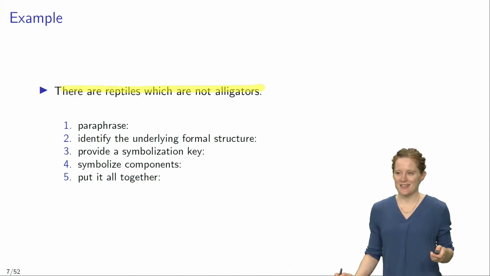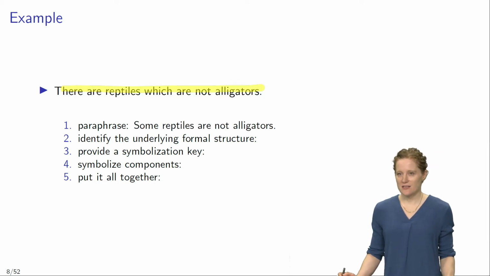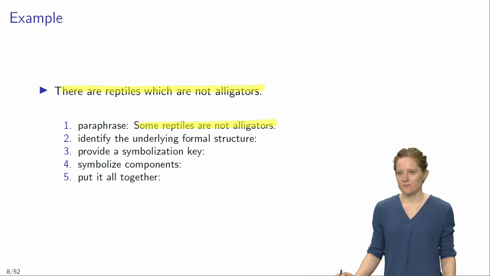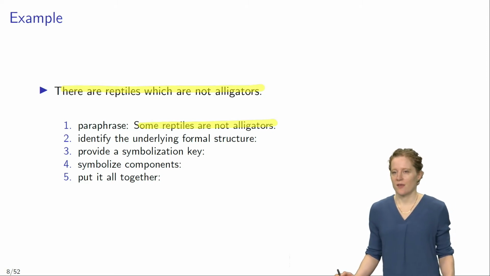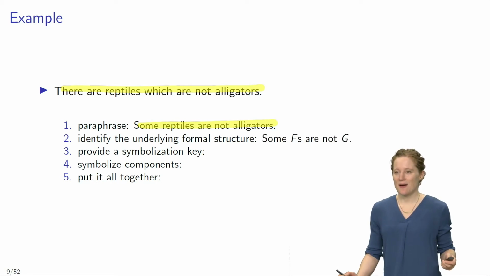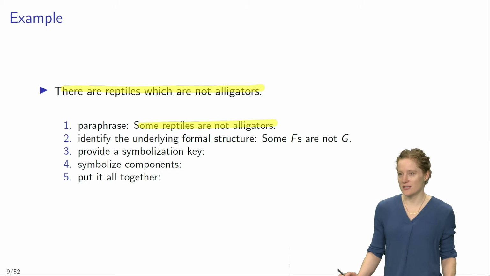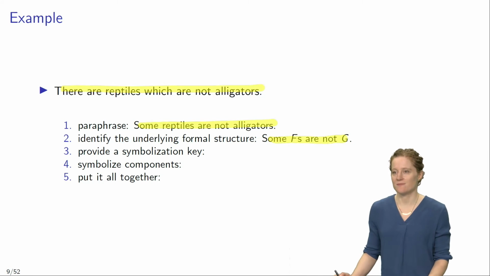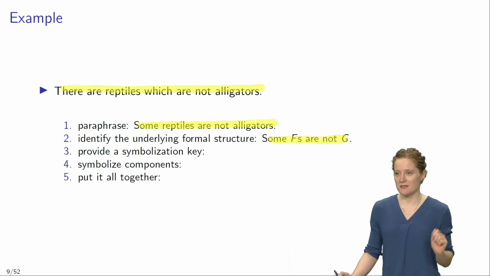According to the strategy that I'm suggesting to you, we should start with a paraphrase. And what I'm suggesting here is we can say that some reptiles are not alligators. And here I've just replaced "there are reptiles which" with the two words "some reptiles." And why did I do that? Well, this paraphrase really makes the underlying formal structure transparent. Our sentence has the form some F's are not G. And that is very close to one of the general forms that we have seen in the beginning of this lecture.